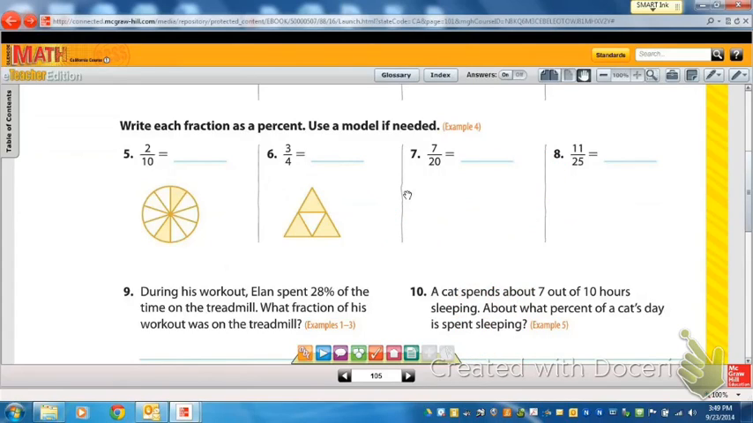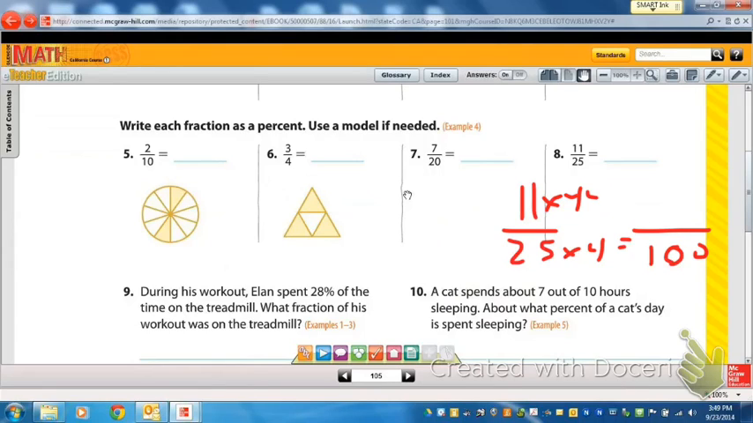Then there's number 8, 11 over 25. Well, I know 25 times 4, because I think of 4 quarters, equals 100. And 11 times 4 equals 44. So number 8 is 44%.